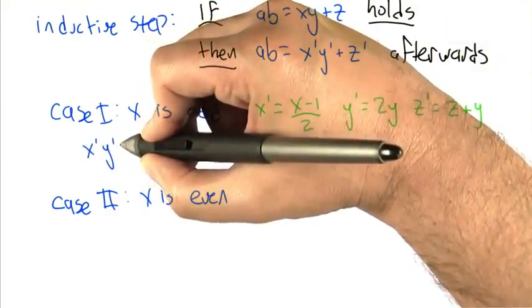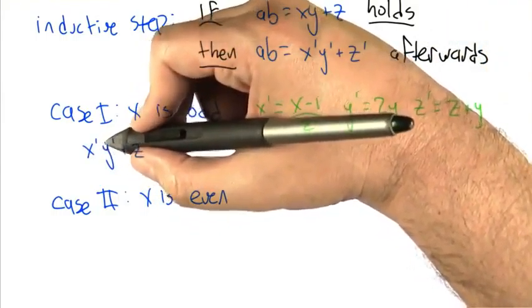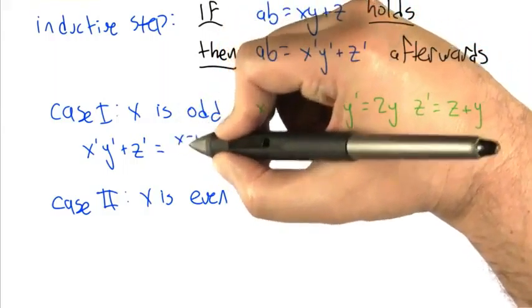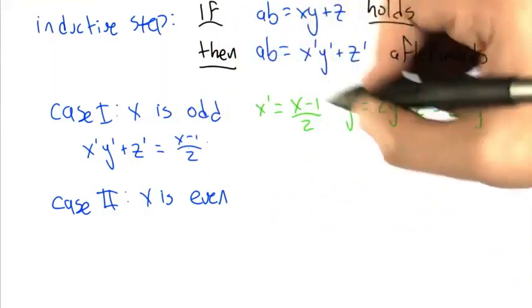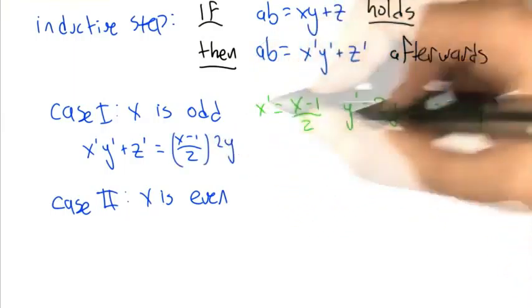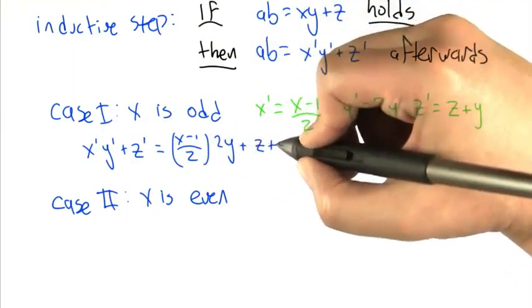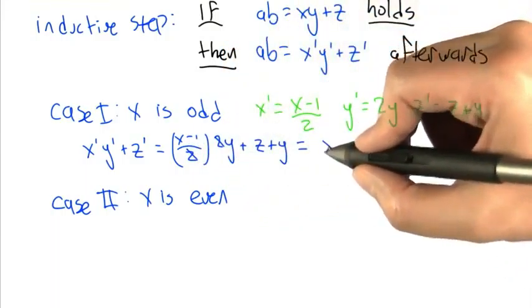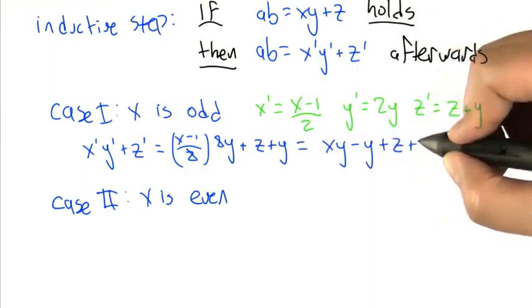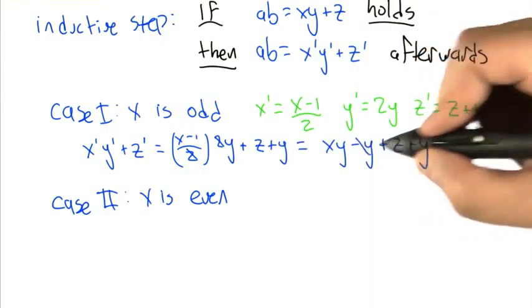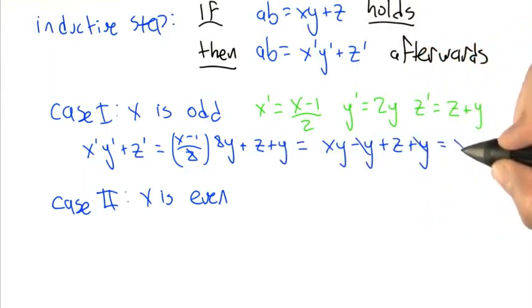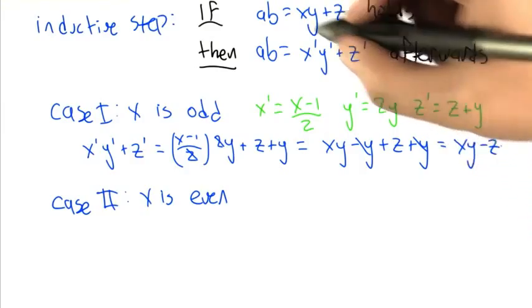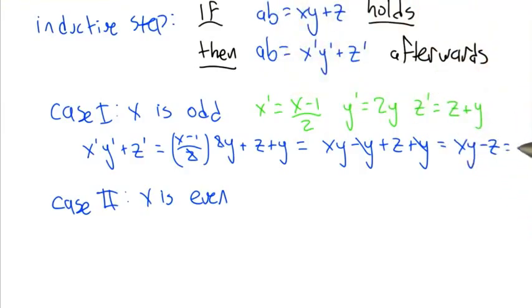So what can we say about x' times y' plus z', so that is at the bottom of the loop? So we can substitute in these values, get (x minus 1) over 2 times the new value of y, which is 2y, plus the new value of z, which is z plus y. And we notice that this 2 and that 2 cancel, and we get xy minus y plus z plus y. And again, the plus y and the minus y cancel, and we do indeed get xy plus z, which we had assumed holds in advance. So that's A times B.